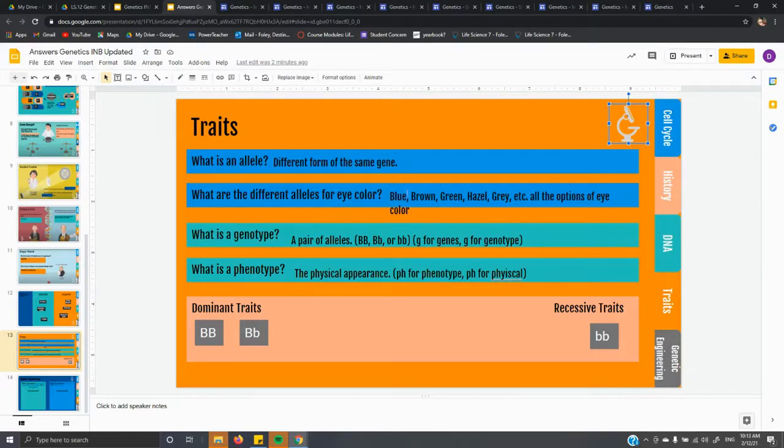What are different alleles for eye color? So here are some alleles that you may have for eye color.